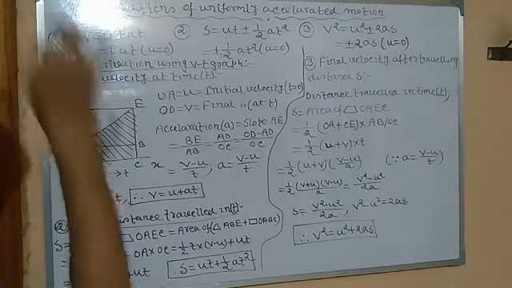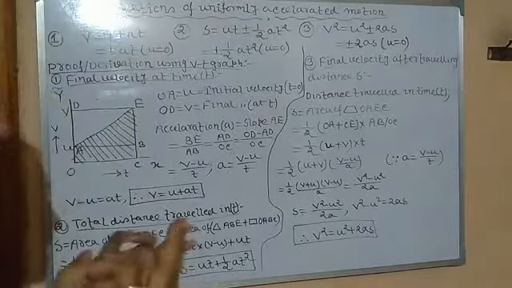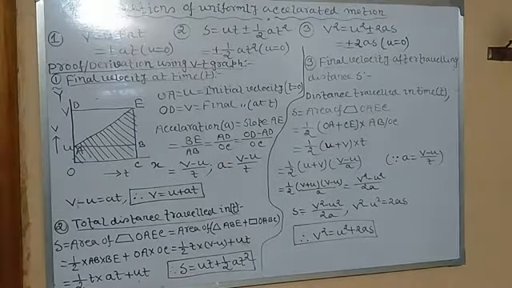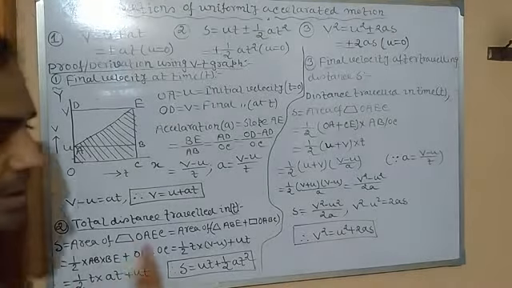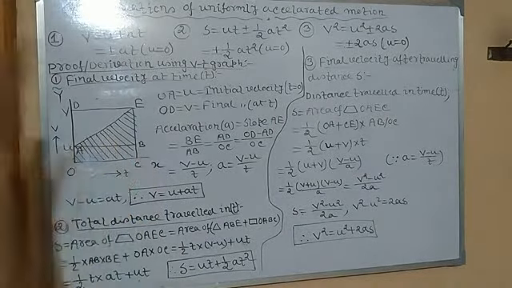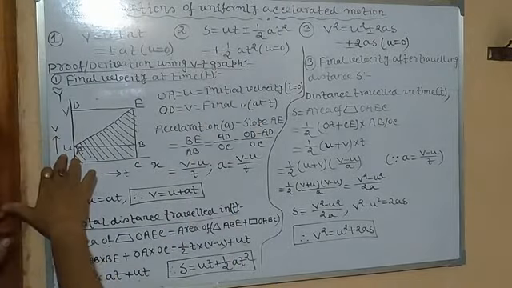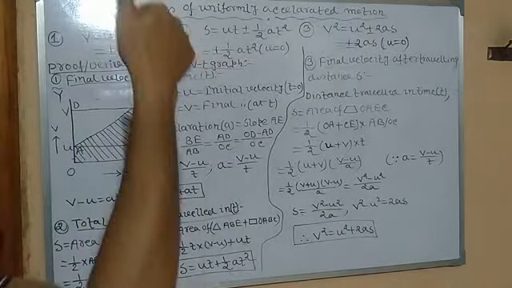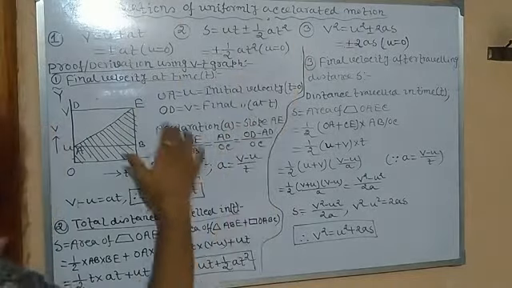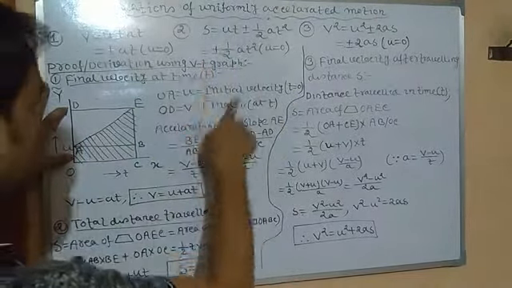Generally, an object starts its motion from 0, but here we are not counting u equal to 0. When the body has traveled some distance with some initial velocity, then we count that as t equal to 0. This is the initial time, where the body possesses some initial velocity. Then OD is the final velocity at time t. After time t, its final velocity is v.